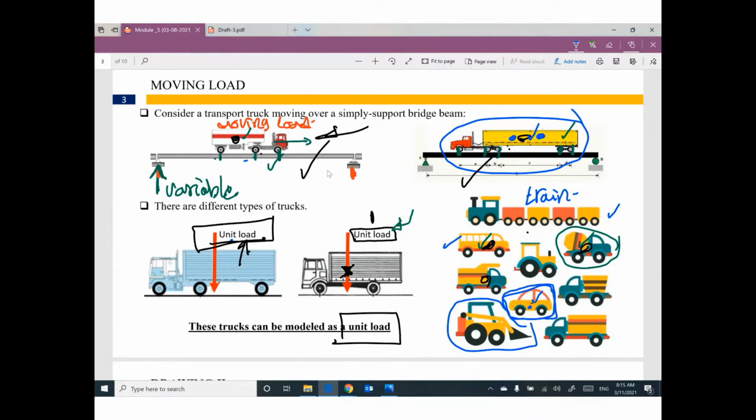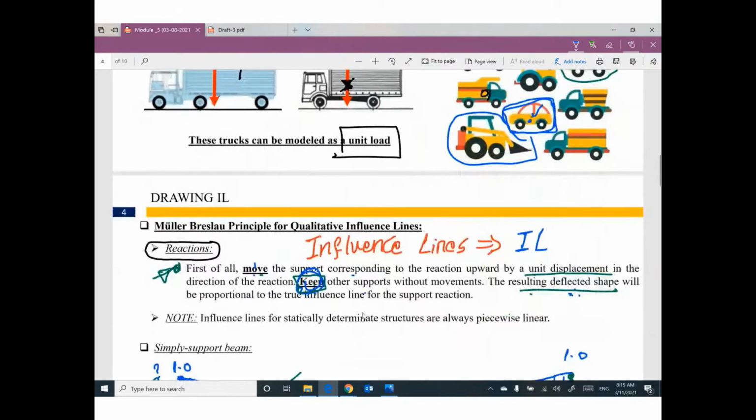You have very heavy trucks moving on a bridge. So we need to figure out what is the effect of this moving load, for example, on this reaction. And because we have many different types of trucks, which one am I going to use? Okay, we can model all of them to be a unit load. Unit means the value is 1, and 1 concentrated load, unit load.